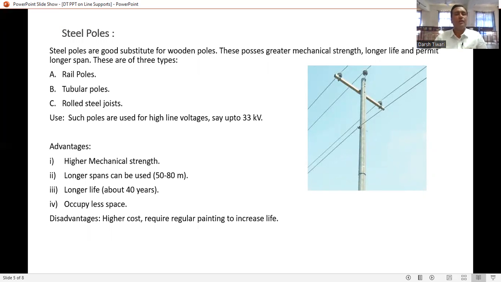Some disadvantages are also with steel poles, which are higher cost, and they require regular painting to increase life. That means a corrosion problem may occur. So there should be varnishing or painting associated with the steel poles so that they may not deteriorate before their life.